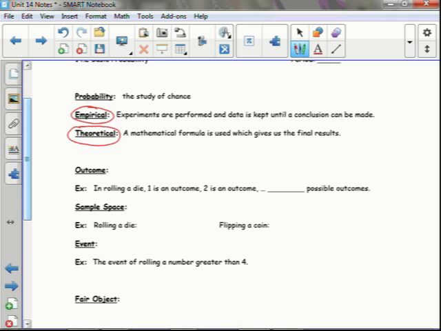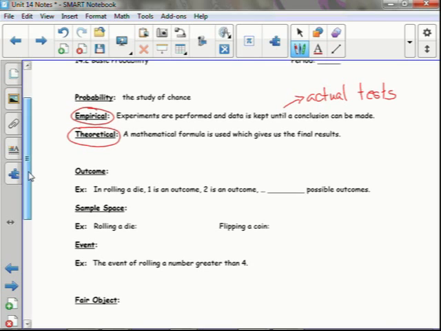Experiments are performed and data is kept. So when you have empirical, you're looking at actual tests that have been done. And theoretical is when we haven't actually done it, but we're just using a formula to give us the final results. So we have a couple of terms here as we look at this.